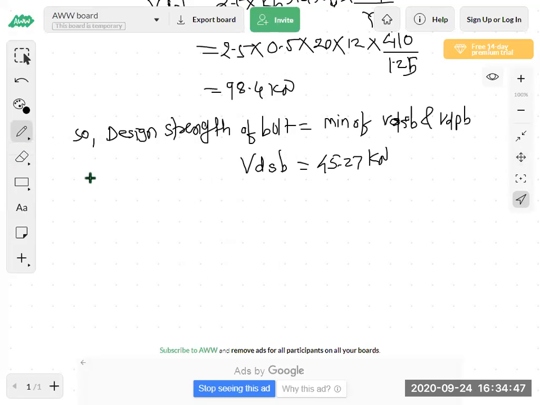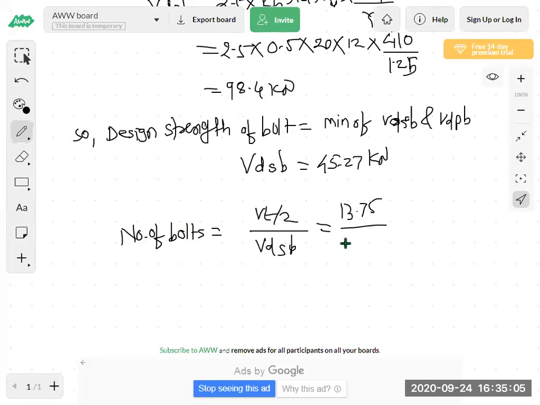Okay, now number of bolts. Number of bolts is equal to VT by 2 divided by this VDSB. So VT by 2 is 30.75 divided by VDSB 45.27. How much is this value? 0.304. It means we have to provide 1 bolt, correct? At least 1 bolt we have to provide.